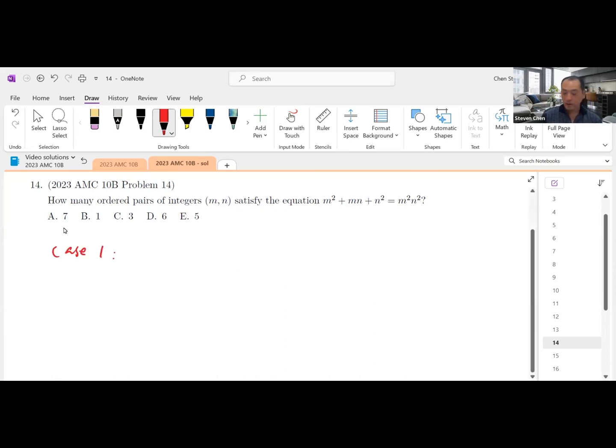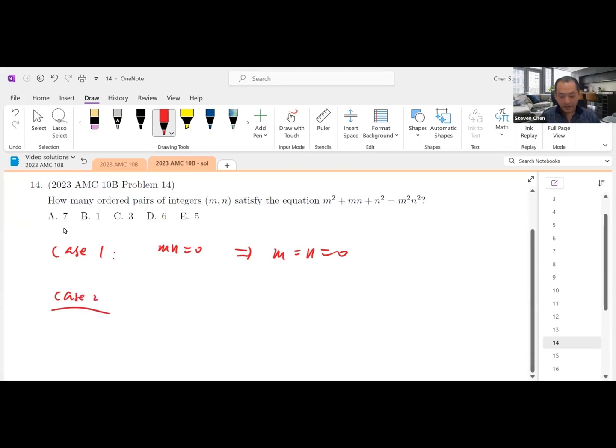In case 1, we restrict to, say, m times n is 0. In this case, we can see that for the left-hand side of the given equation, the middle term is 0. So the left-hand side is equal to m squared plus n squared. The right-hand side is 0. So how can we have m squared plus n squared equal to 0? The only solution is both m and n are 0. So in this case, we have one solution.